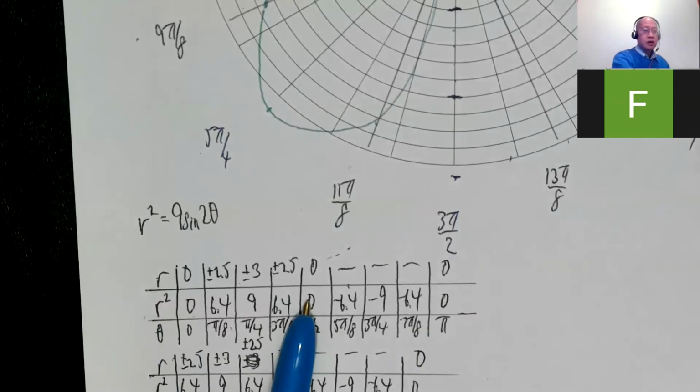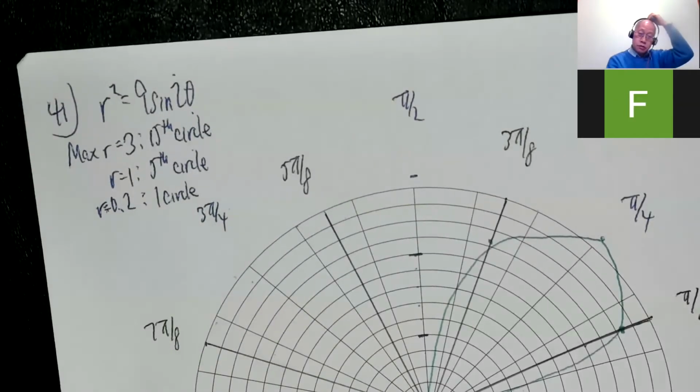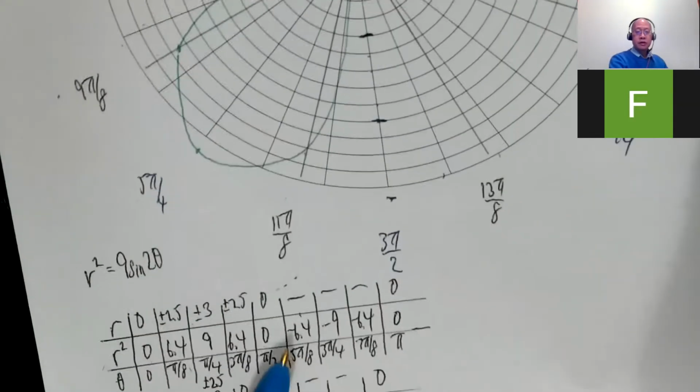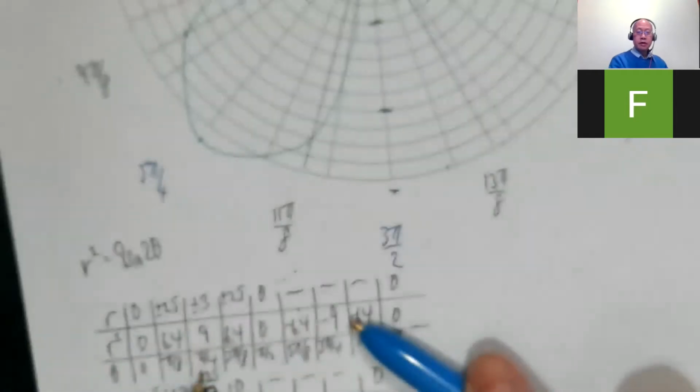Divide and conquer, cut in half, plug in pi over 2. I plug in pi over 2, I'm taking the sine of pi, which is also 0. So that means r squared is 0. Cut those in half, here and here.